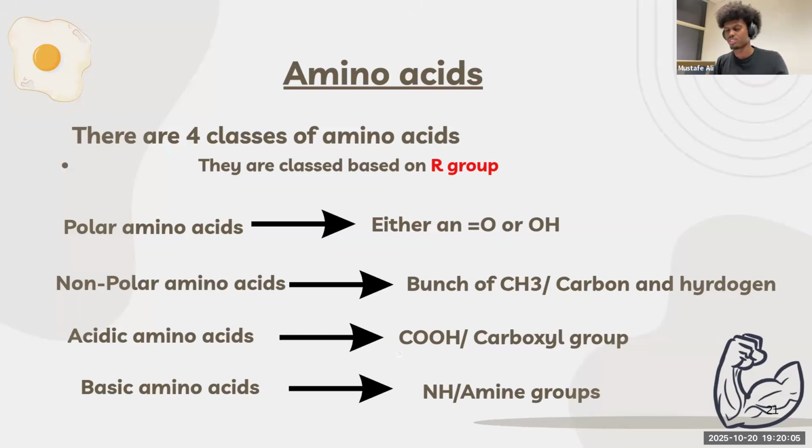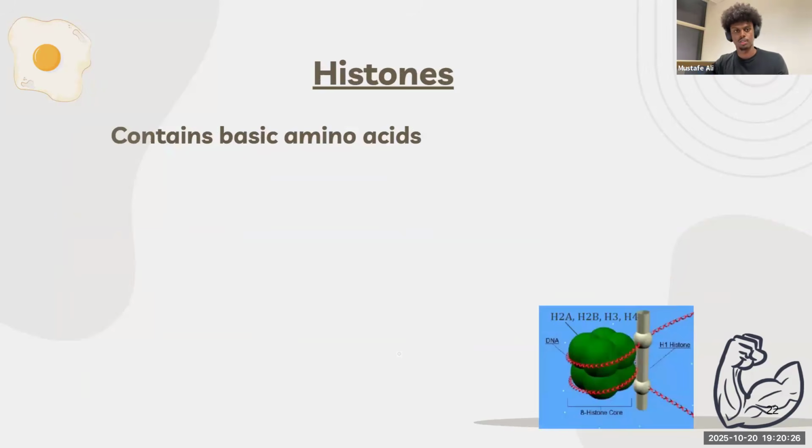Now, in the exam, just in case they bring a structure and ask you to say whether it's acidic, basic, polar, non-polar, just remember the R group and what makes it a certain class. If it has a bunch of carbon, a bunch of hydrogen, it's going to be non-polar, okay? And vice versa. Okay, so let's move on.